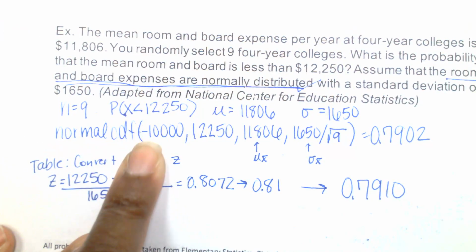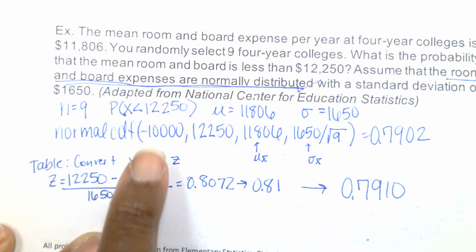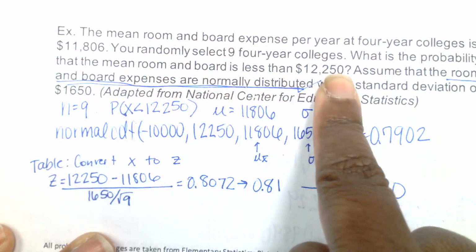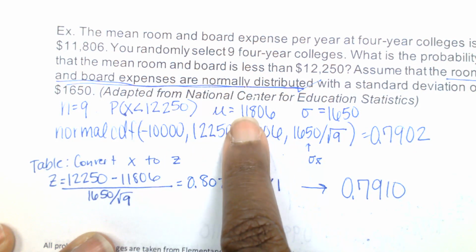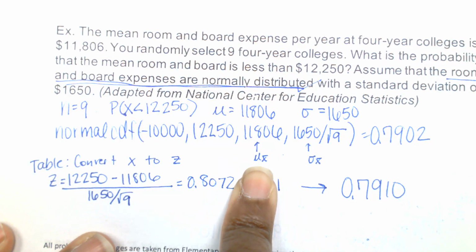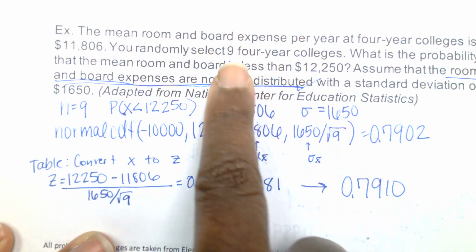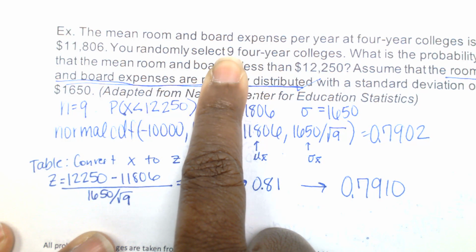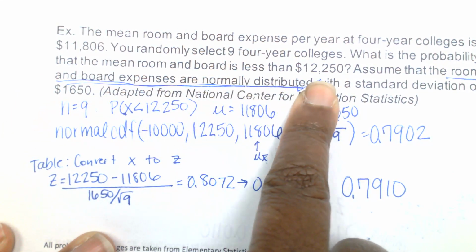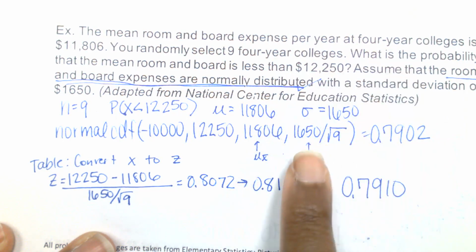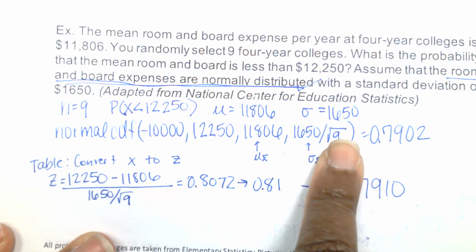If you're using the calculator, you still keep everything in terms of X. If it's less, then it's still left. If it's more, then it's going to be greater. So this was less than 12,250, so I still use my negative 10,000, 12,250. My mean, that's my population mean, but this is the mean of my sampling distribution, and then that's my standard deviation. I checked my sample size. It was not big enough, but it said that my population is normally distributed, so that lets me do the problem. That's when I put my square root of 9 in at the very end with that standard deviation: the standard deviation that was given divided by square root of n.